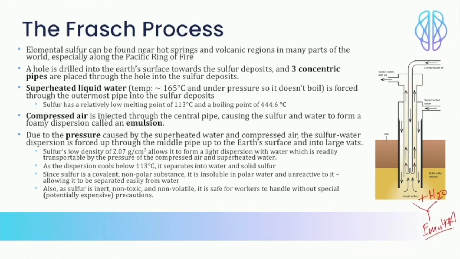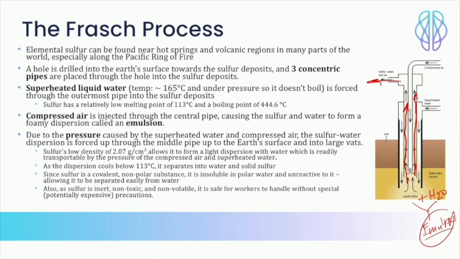So currently where we're at is we have our liquid sulfur and water emulsion sitting at the very bottom of this deposit. So if you can imagine, we've injected superheated liquid water at high pressure. We've injected compressed air at high pressure. So this emulsion has to go somewhere due to the high pressure, right? And thus as a result, due to the high pressure, it goes in through this kind of intermediate pipe here. And then that sulfur, water, and air mixture kind of leaves for purifying for use in our contact process, really.